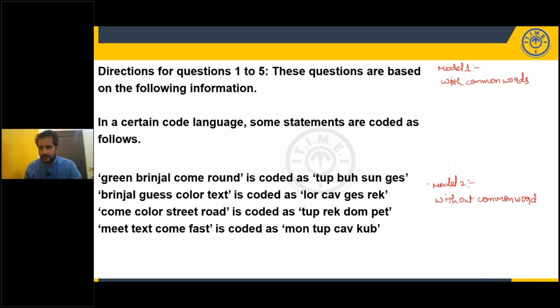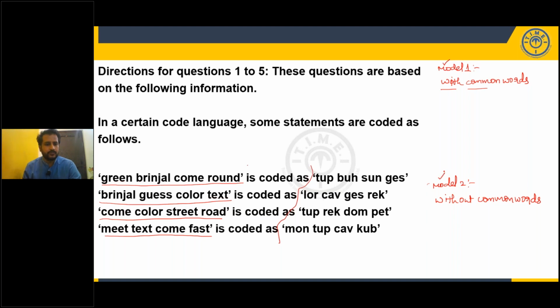How can we identify whether it's model 1 or model 2? It is very simple. We have to look at the statements, not the codes. This part is completely about the coded part. So you just have to observe the given words in the statements. By looking at these four statements, you have to confirm whether there are any common words. If there is at least one common word, then it comes under model 1.